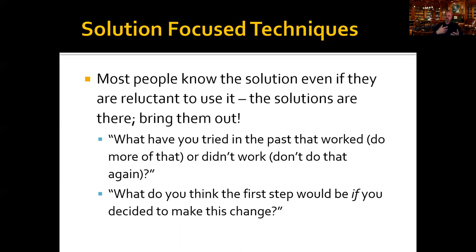Right, so what we're doing in this collaborative way of talking about what worked and what didn't work is we're coming up with a game plan. If it worked before, do more of that. If it didn't work before, well, then don't do that, right?